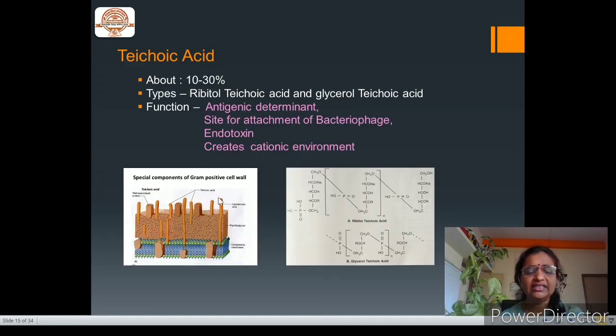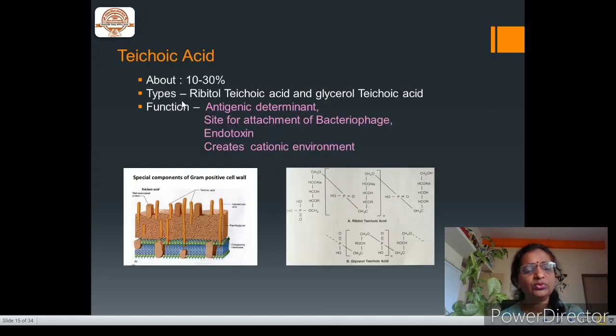These are the teichoic acid fibers that come out from this rigid meshwork of the peptidoglycan. This is the meshwork of peptidoglycan. This one is the gram positive cell wall, and these are the small fibers of teichoic acid that come out from this peptidoglycan. Now what is the nature of these fibers, teichoic acid?